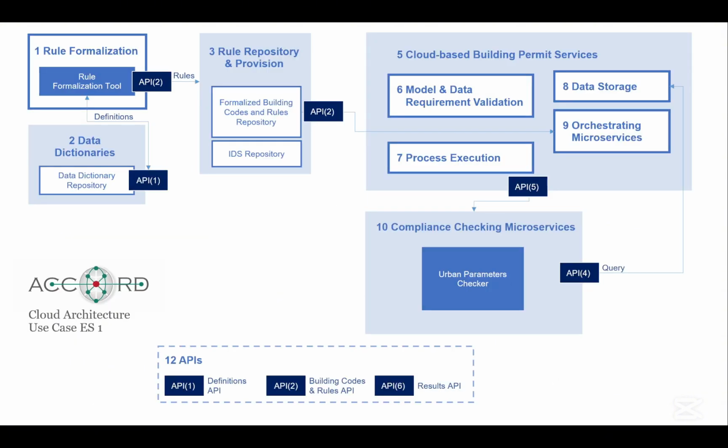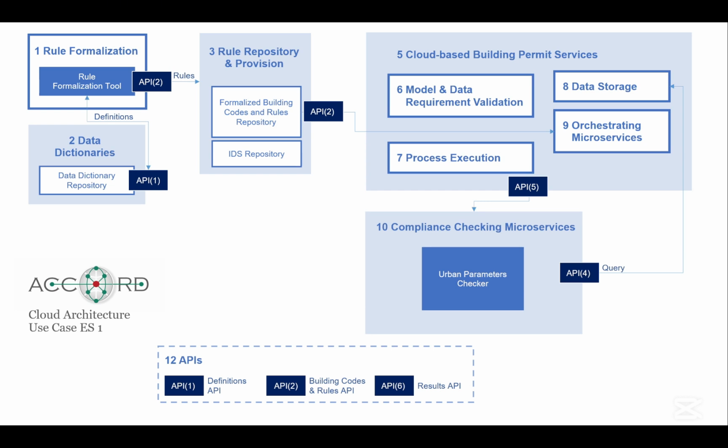The following figure shows the service setup for the checking of urban parameters. The process starts when the client checker, a web application that provides the necessary interfaces for applicants and technicians to carry out the checking, invokes the data requirement checking service. The requirements are defined by the municipality, described using the IDS standard.